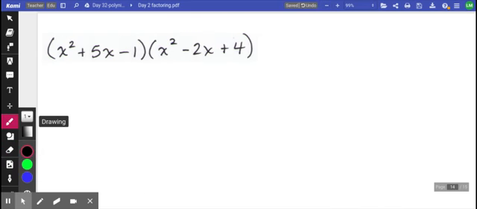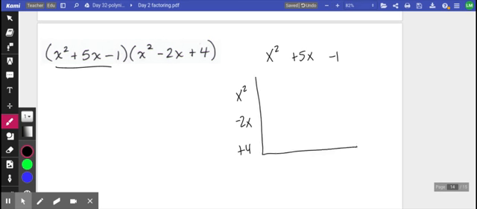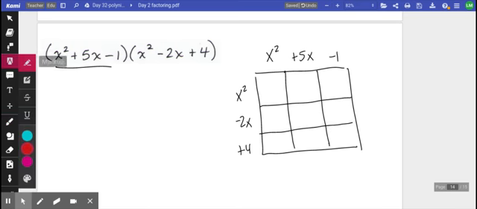We're going to make a nice little box to organize our terms, okay? That first trinomial is going to go on top. Doesn't matter, actually, but x squared plus 5x minus 1, I keep those signs with it, times x squared minus 2x plus 4. This ensures that each term gets multiplied by each term. All right, I'm going to leave nice little boxes here for it. Now, I'm just going to multiply each of those terms into the box.